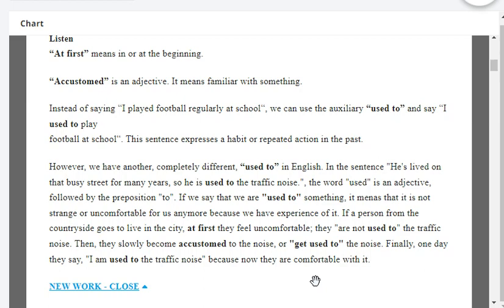If we say that we are used to something, it means that it is not strange or uncomfortable for us anymore because we have experience of it. If a person from the countryside goes to live in the city, at first they feel uncomfortable. They are not used to the traffic noise. Then they slowly become accustomed to the noise or get used to the noise. Finally, one day they can say, I am used to the traffic noise, because now they are comfortable with it.